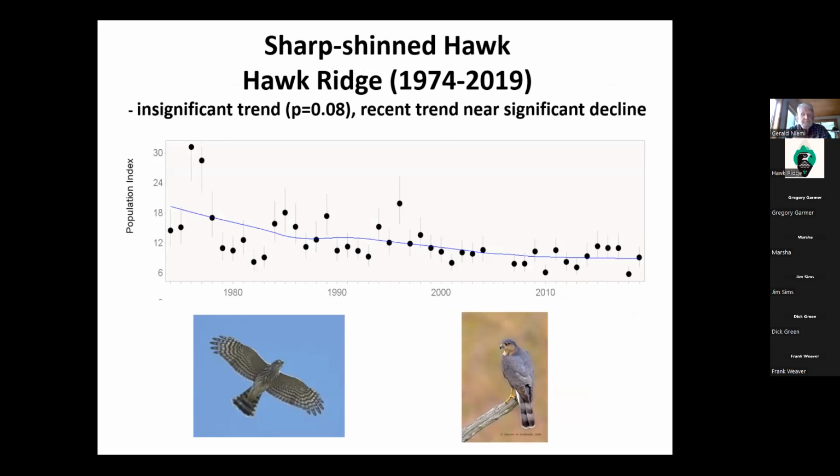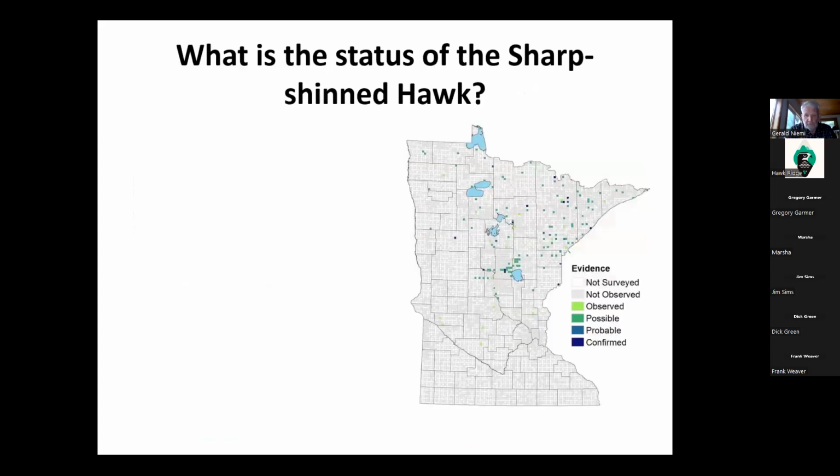Sharp-shinned hawk. Again, from 74 to 2019. This looks like a declining trend, but it is insignificant, that trend from the period of 74 to 2019. Mostly this is due to the high variability in some of the counts that have occurred over time. The recent trend from the 2009-2019 period is nearly significant, and it certainly looks like there is a decline in the species. But we think it might be a little more complicated than that.